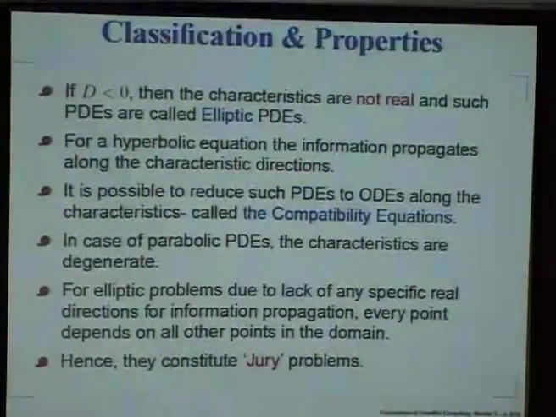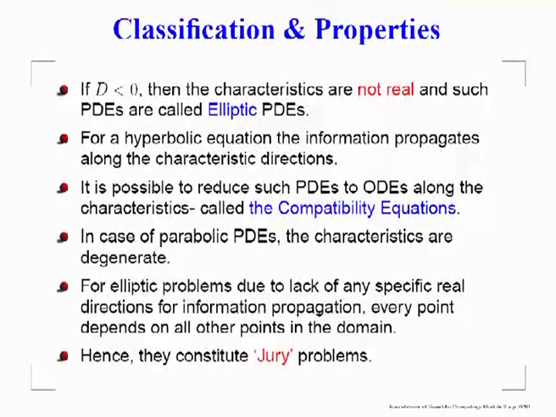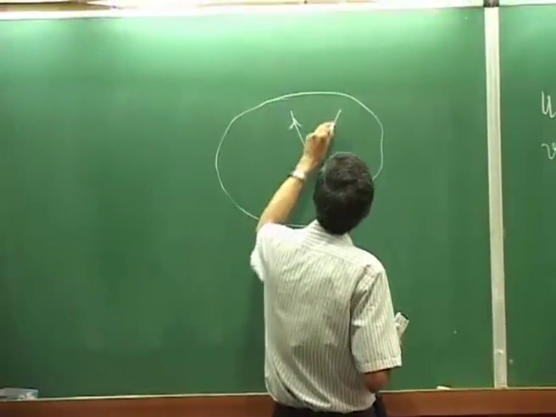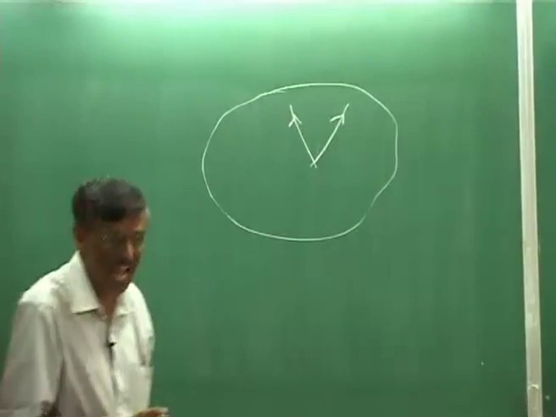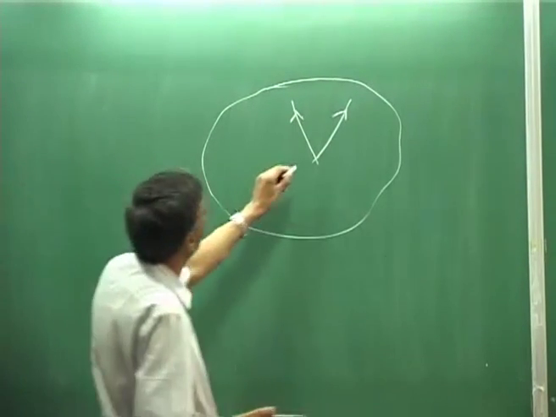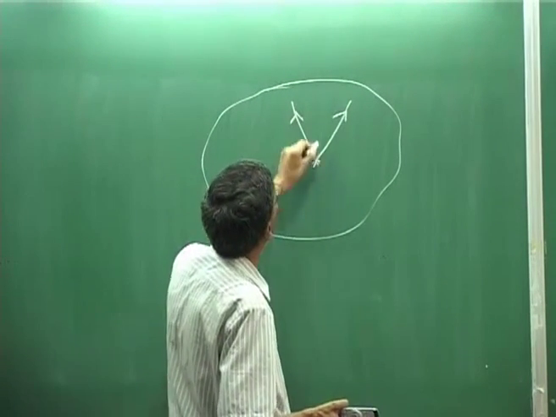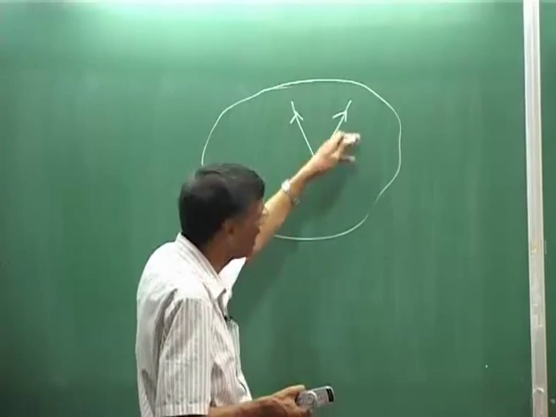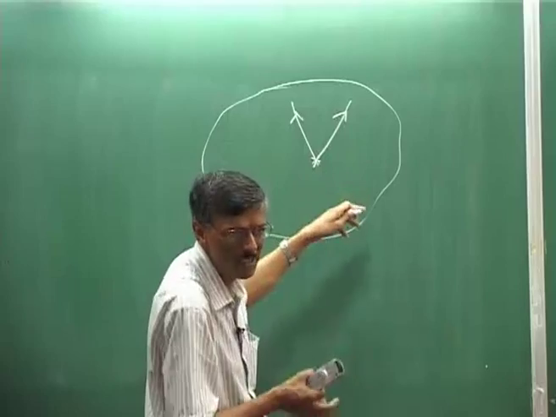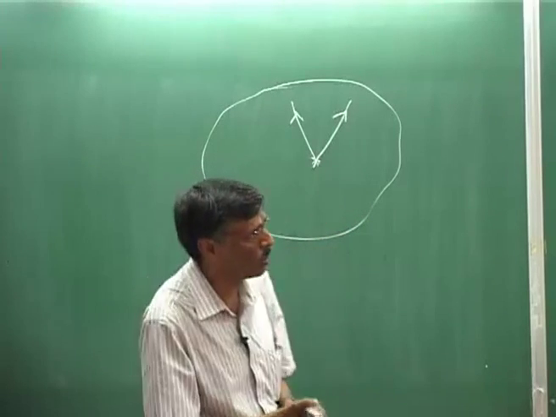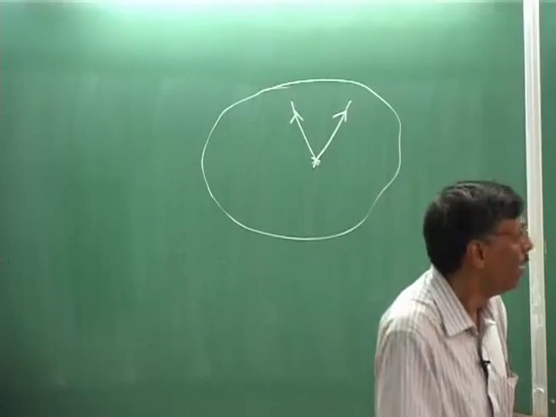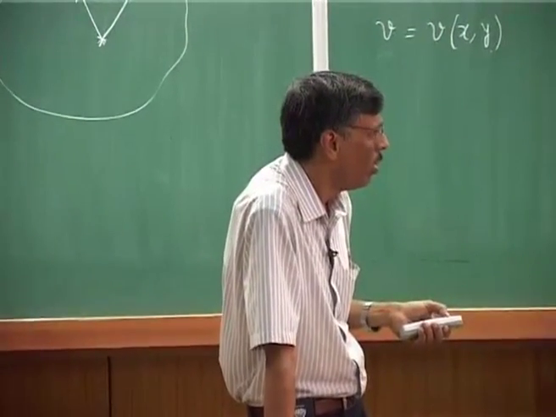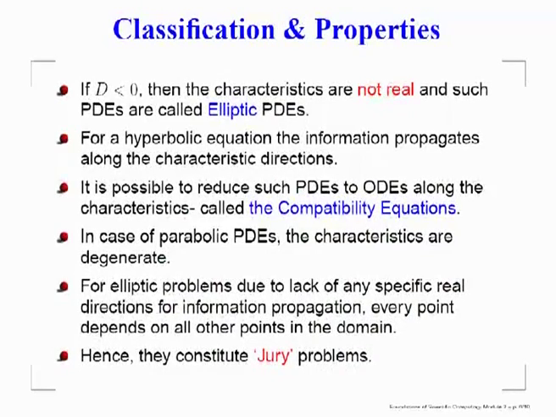So, if I am looking at a hyperbolic or a parabolic problem, I would have information propagating along characteristic directions, and when I do not have them, what happens then? The solution here or anywhere would not be realistically dependent on its neighbors. Instead, it would depend upon all the points in the domain.